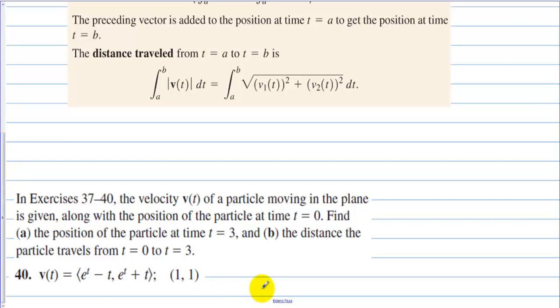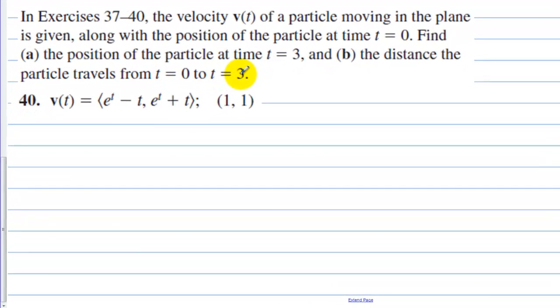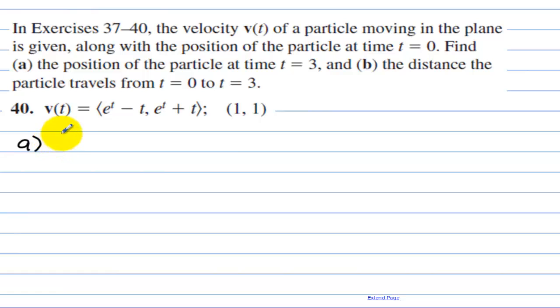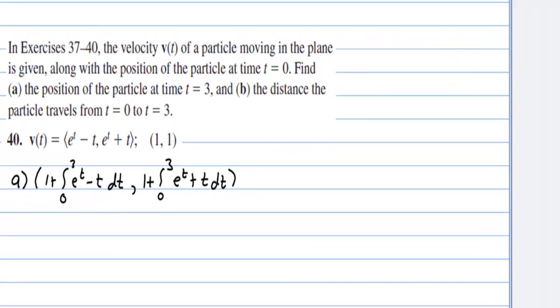In exercises 37 to 40, the velocity v of t of a particle moving in the plane is given, along with the position of the particle at time t equals 0. Find a, the position of the particle at time t equals 3, and b, the distance the particle travels from 0 to 3. In part A, we are going to take 1 plus the integral from 0 to 3 of e to the t minus t dt, and then the y-coordinate will be 1 plus the integral from 0 to 3 of e to the t plus t dt.